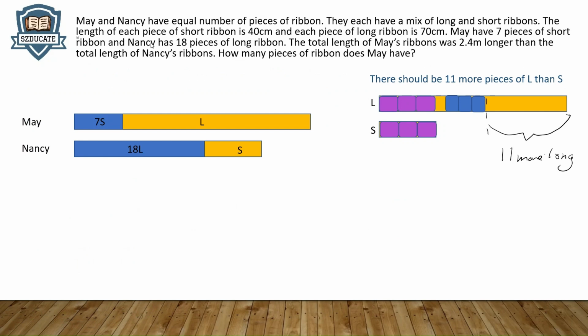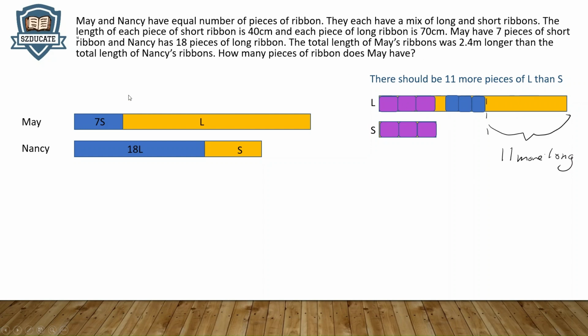May has 7 pieces of short ribbon and Nancy has 18 pieces of long ribbon. The total length of May's ribbons was 2.4 meters longer than the total length of Nancy's ribbons. How many pieces of ribbon does May have? Oh, sorry, just ignore the right side first. Somehow the animation, I think I forgot to let this disappear.